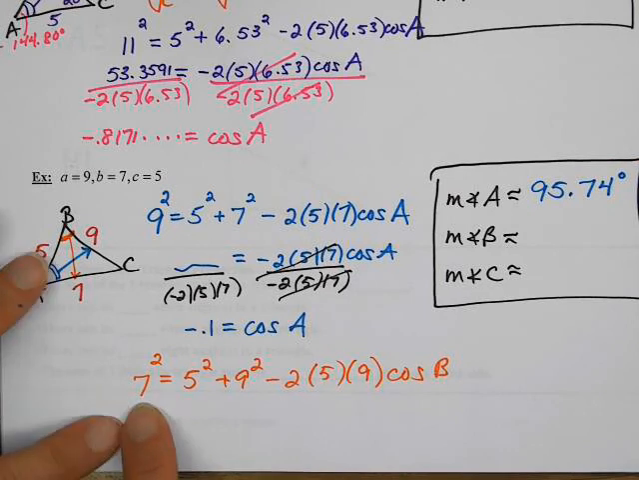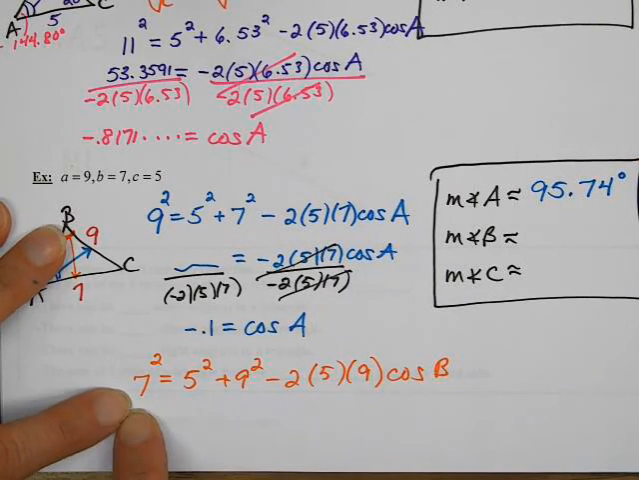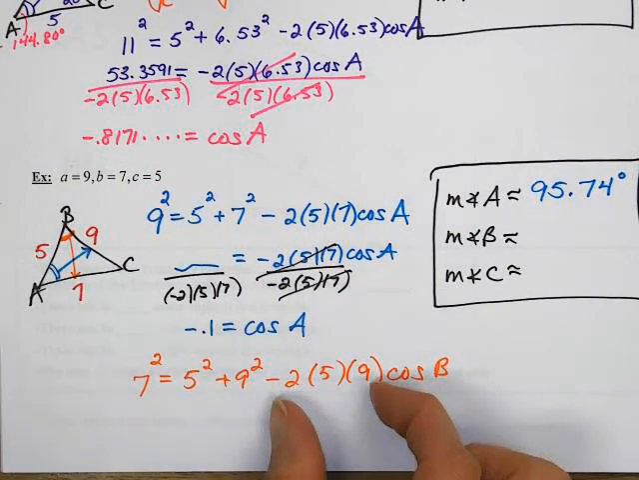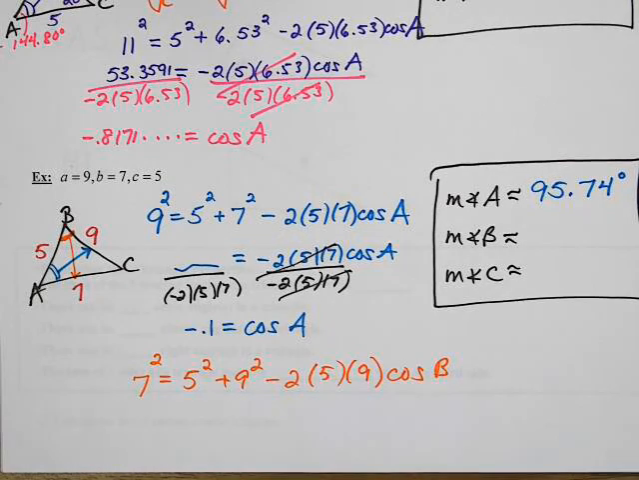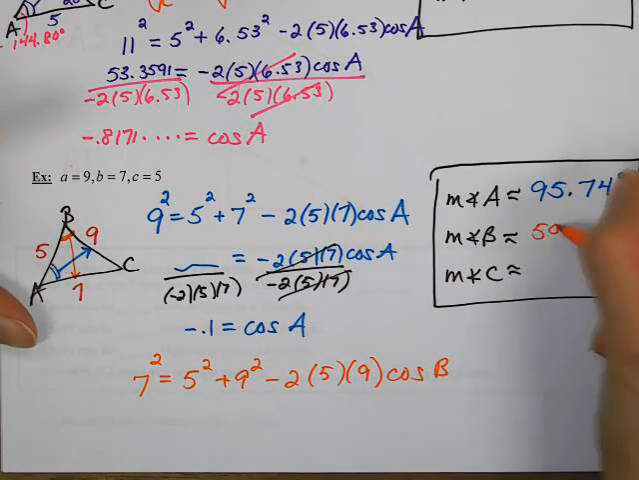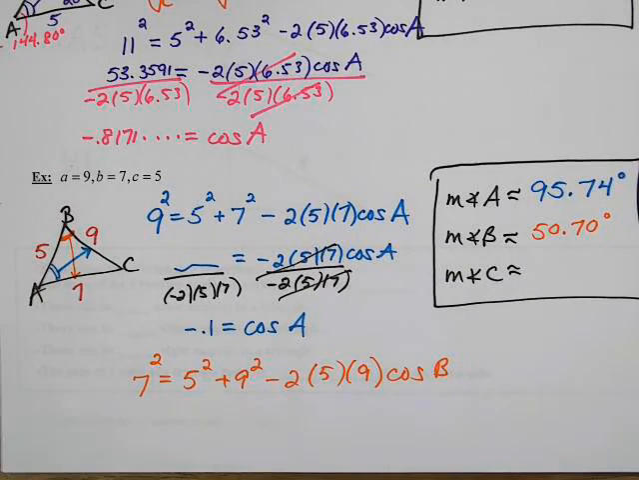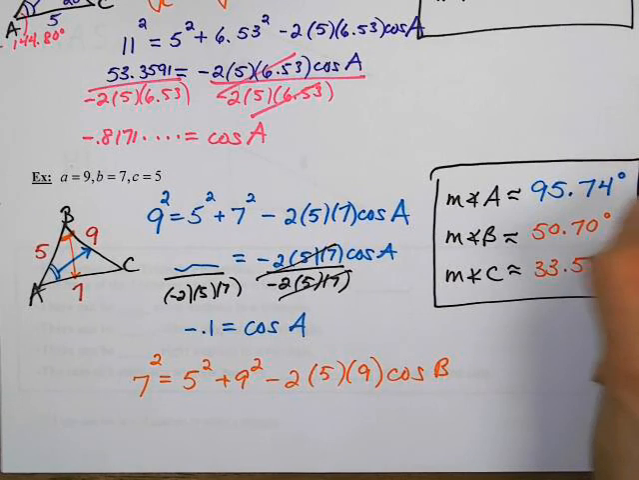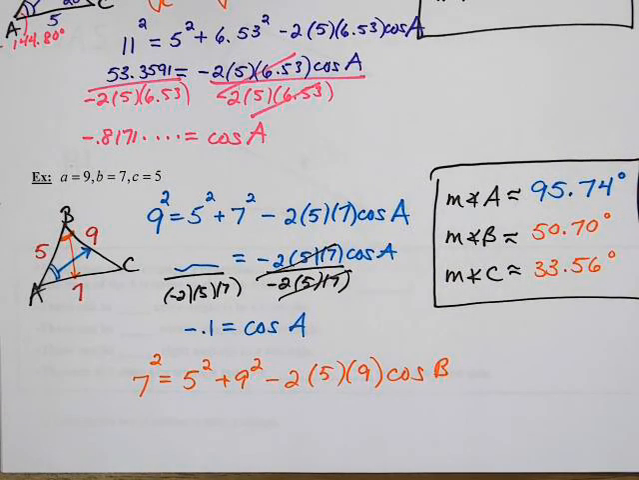In your calculator, you take 7 squared, subtract 5 squared, subtract 9 squared. Take that answer and divide by all this stuff. Cosine inverse your answer. And the measure of angle B is 50.70 degrees. And when you do subtraction from 180, these three angles need to add up to 180. So angle C is 33.56 degrees. Okay, make sure you're practicing with the calculator.